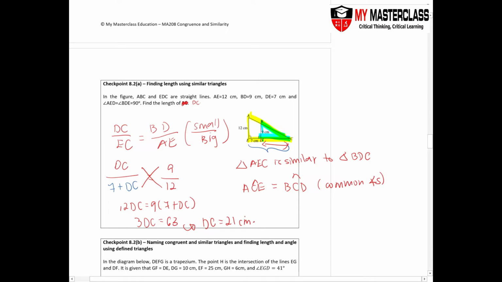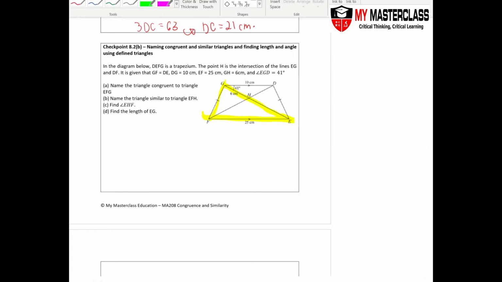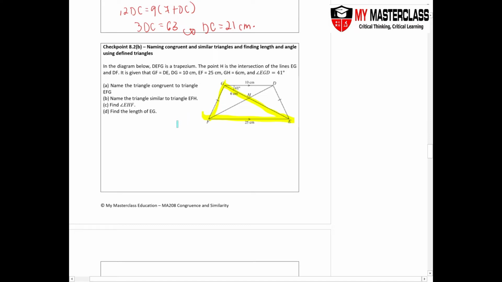Then let's take a look at 8.2 part B, where you're asked to name a congruent triangle as well as a similar triangle. In this question, let's do a little bit of a highlight again. They're asking you to find a triangle that's congruent to EFG. So you have E, F, and G, congruent to E, F, and G. What we have is the directly opposite. Now why do I say that? You have F, E, D. Can you see? They are the opposite.